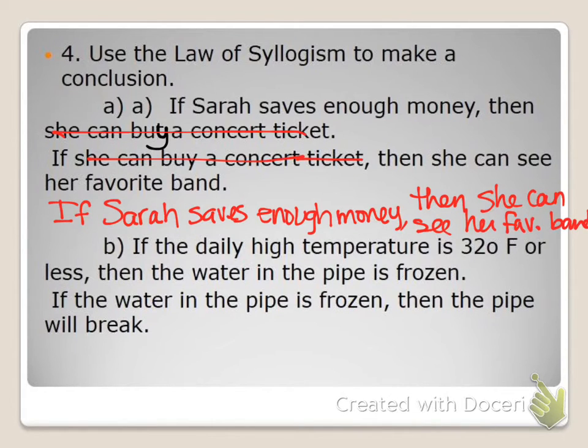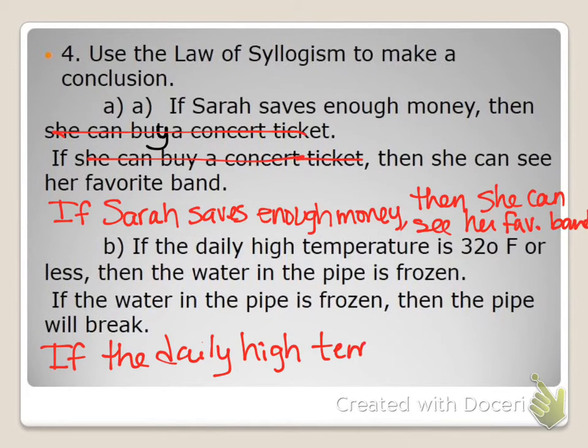On part B, we have, if the daily high temperature is 32 degrees Fahrenheit or less, then the pipe will break.